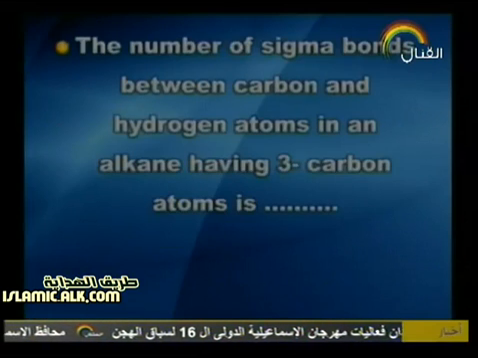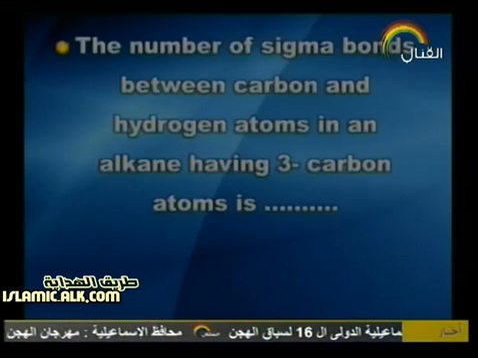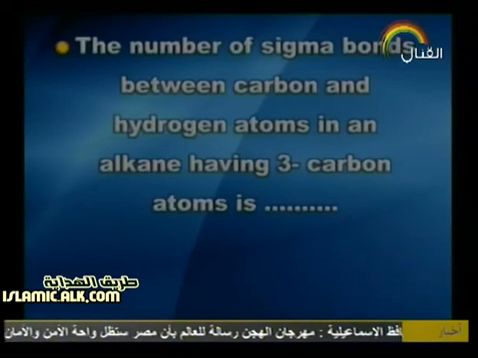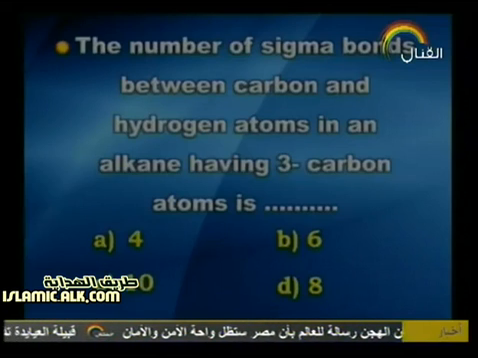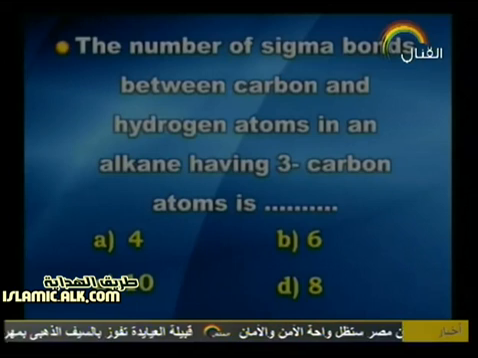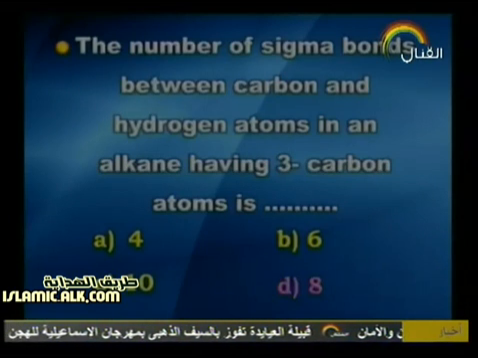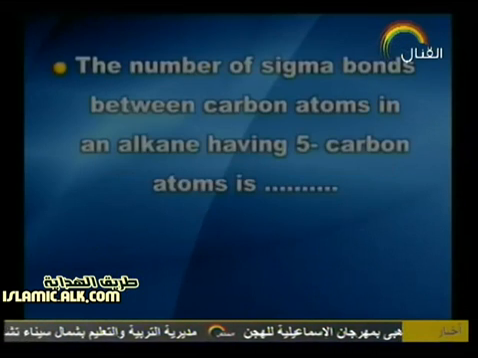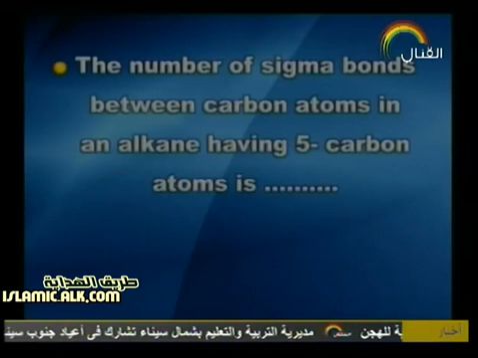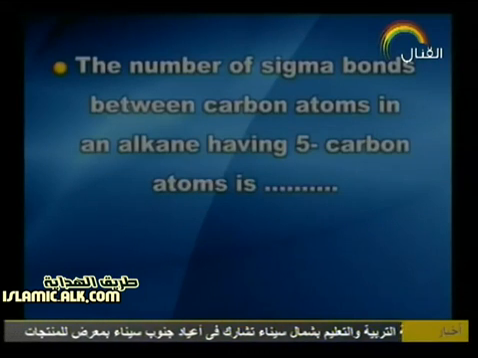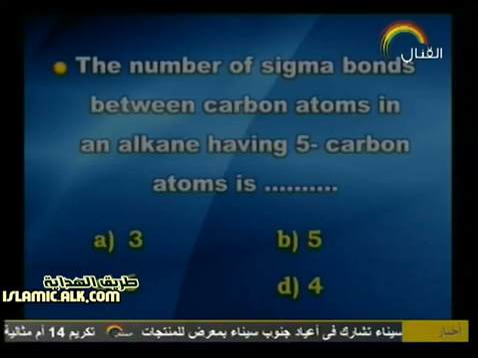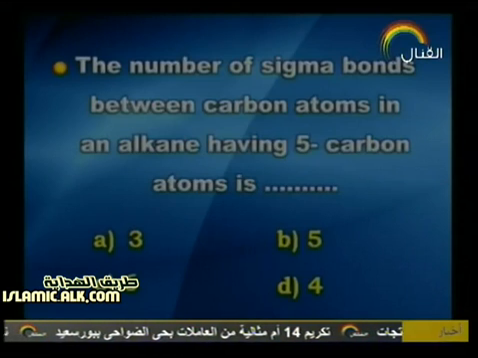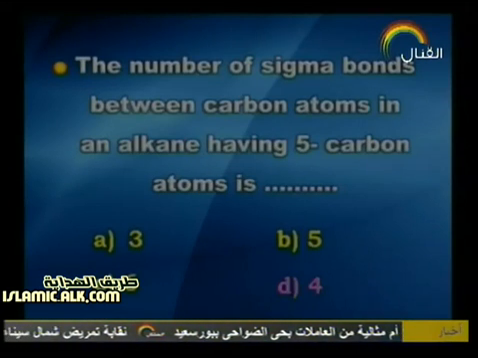Another example here. The number of sigma bonds between the carbon and hydrogen atoms in an alkane having 3 carbon atoms is what? Is it 4 or 6 or 10 or 8? If you answer this question, my dear students, it will be 8. Next point. The number of sigma bonds between the carbon atoms in an alkane having 5 carbon atoms is what? Is it 3 or 5 or 6 or 4? If you count the number of sigma bonds, it will be 4.